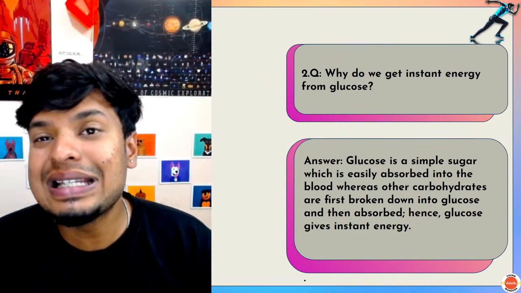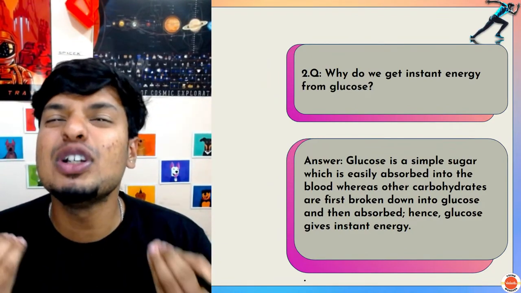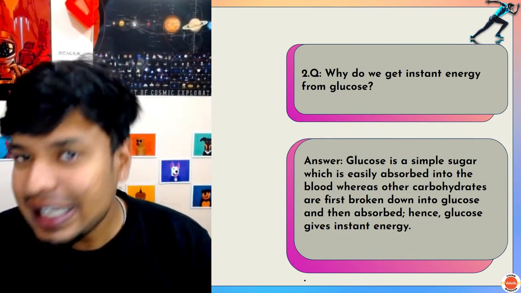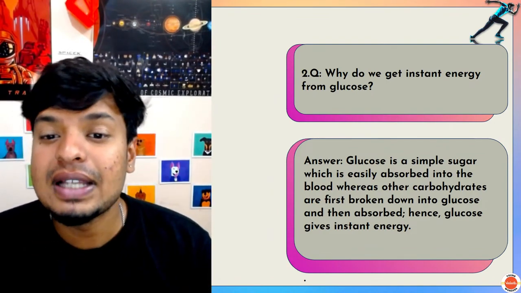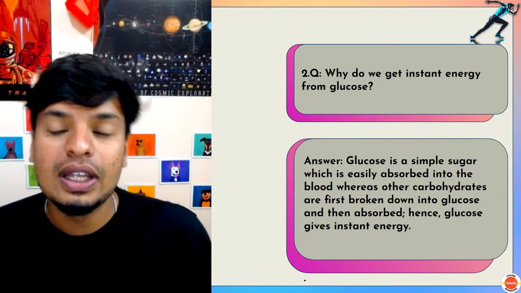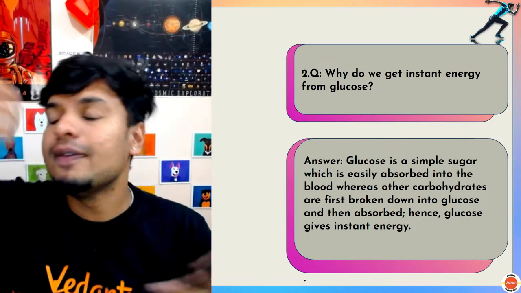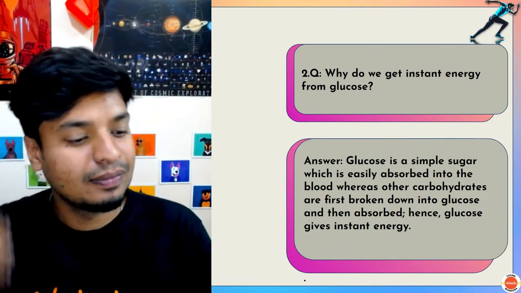Okay, why do we get instant energy from glucose? Because glucose is basically a simple sugar which will easily get absorbed in the blood, whereas carbohydrates have to be broken down into glucose, then it has to be absorbed. That's why glucose gives you a lot of energy once you take it.